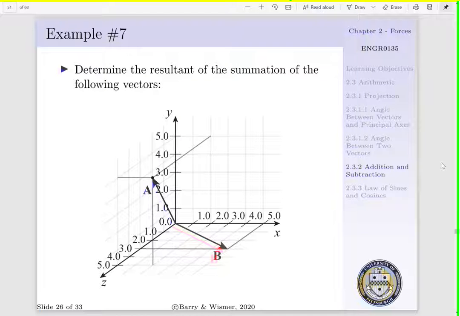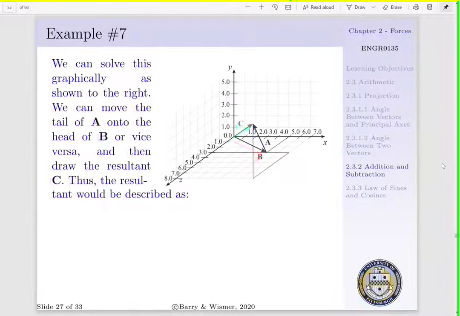Now in example 7, say we want to determine the resultant of the summation of our following vectors. We have vector A, which is expressed as 2.0, 5.0, 5.0, and vector B, which is expressed as 5.0, 0.0, 3.0. We first can do this graphically, as shown in the figure to the right.